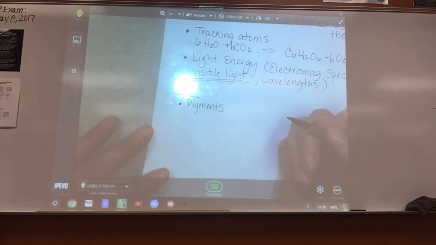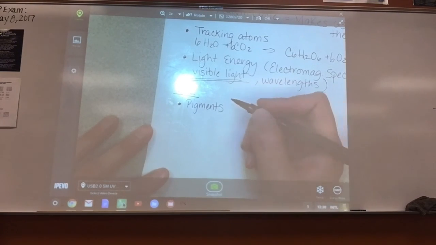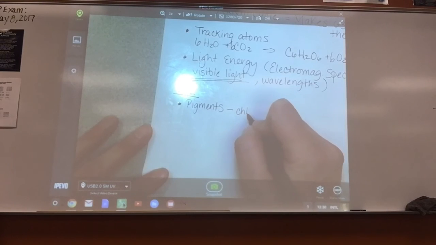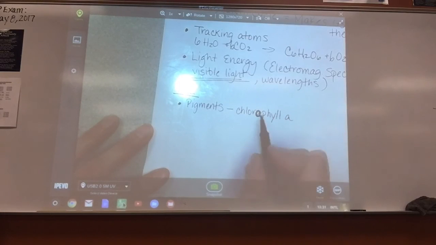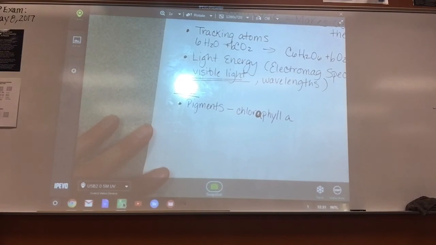Accessory pigments are things like chlorophyll B, carotenoids. You don't have to memorize or know all the different wavelengths of light that all these accessory pigments need, but you need to know what the purpose of accessory pigments are. Why is it that there's just not chlorophyll A? Why are there accessory pigments? They absorb different wavelengths of light.